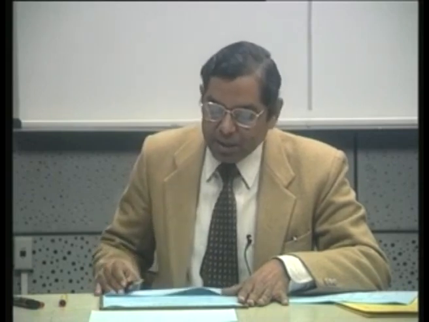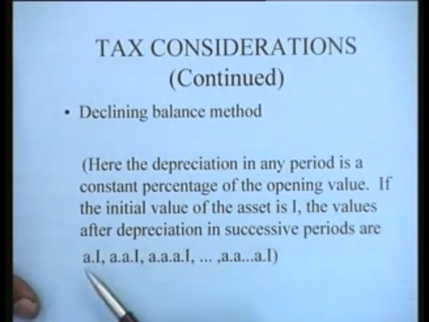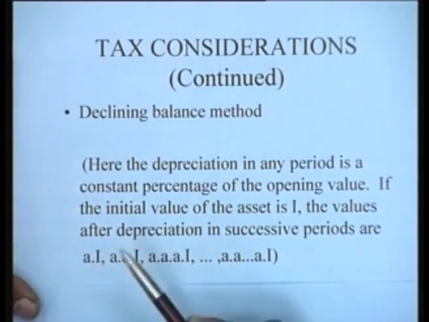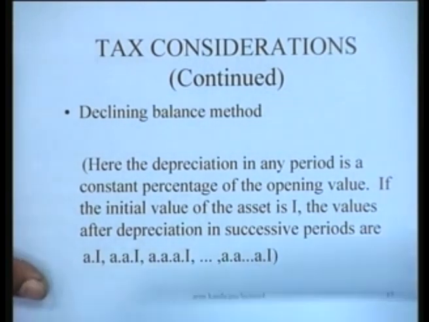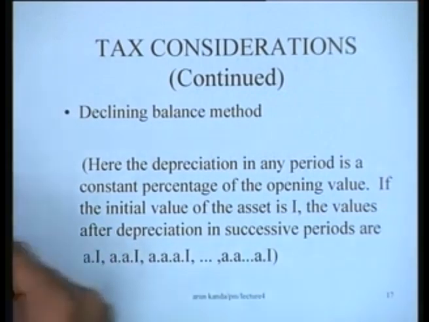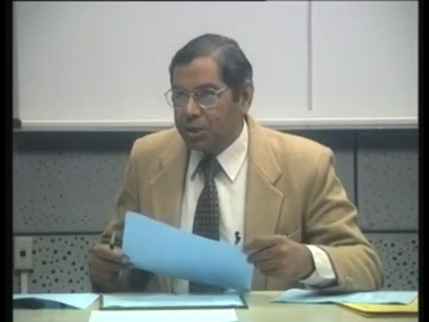So mathematically, if the initial value of the asset is I, the values after depreciation in successive periods are a into I, a square into I, a cube into I, and so on, where a, or alpha, is a constant, until you have a to the n into I. These would be the values after depreciation. So let us try to see how this depreciation method would affect our example sample project.